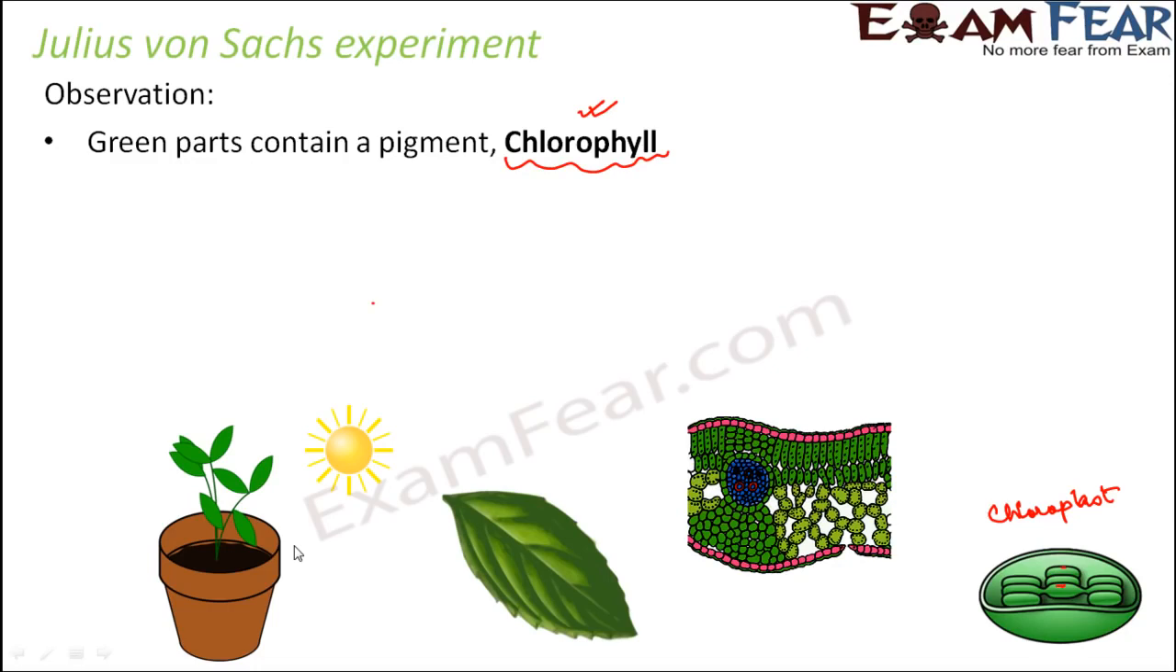Now it was also seen that in the absence of sunlight, the starch disappeared. The starch which was stored in the plant gradually started to decrease and then it disappeared. Why? Because the starch which was synthesized in the presence of light was used up in the dark during carbon dioxide producing activity.